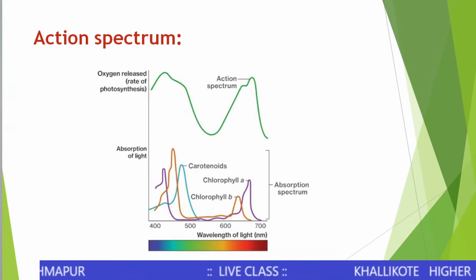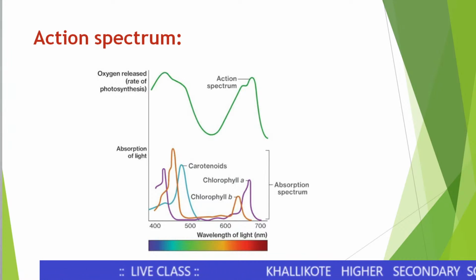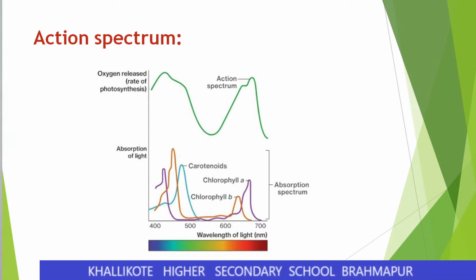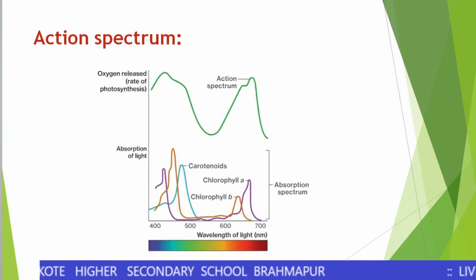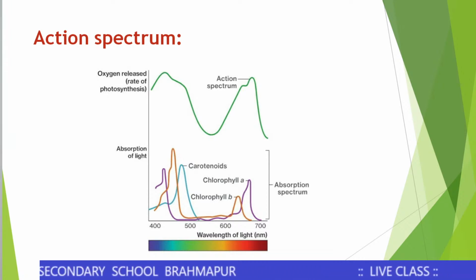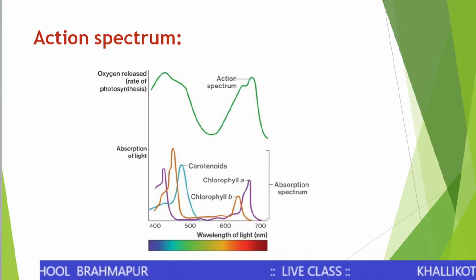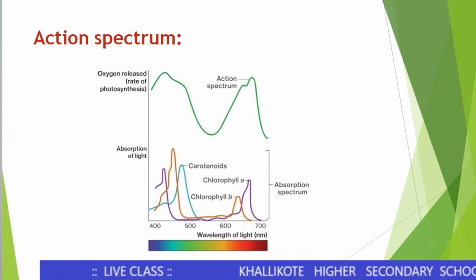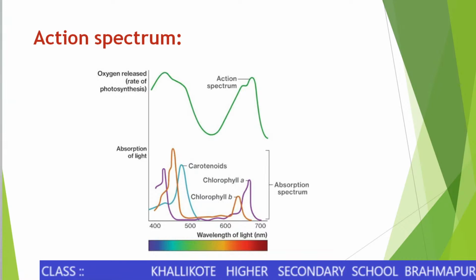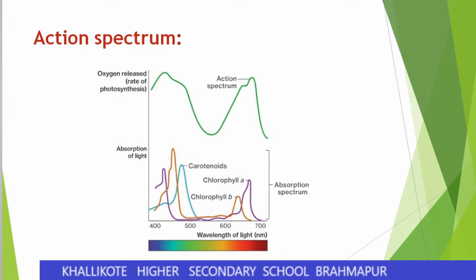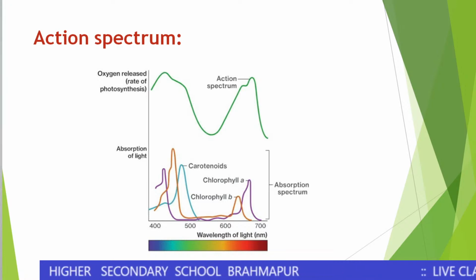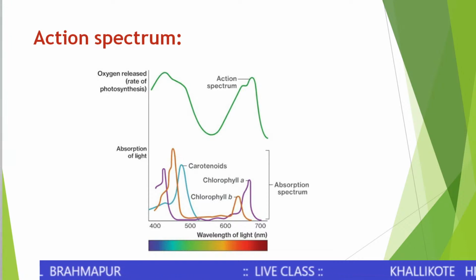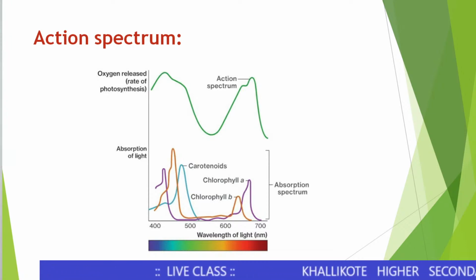So this indicated that in the blue region or the violet region and also in the red region, there was evolution or release of oxygen, and these wavelengths of light were more efficient in carrying out photosynthesis than in the green region. So the accumulation or the abundance of the aerotactic bacteria in these two regions of blue light as well as red light indicated the evolution of oxygen. So this is known as the action spectrum and the absorption spectrum for each photosynthetic pigment.